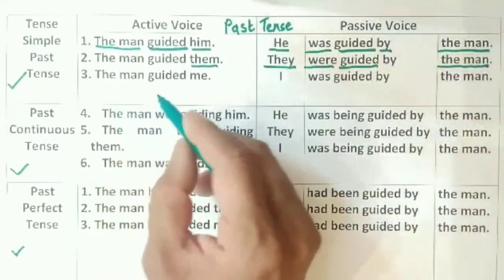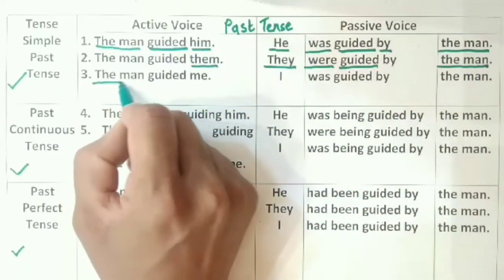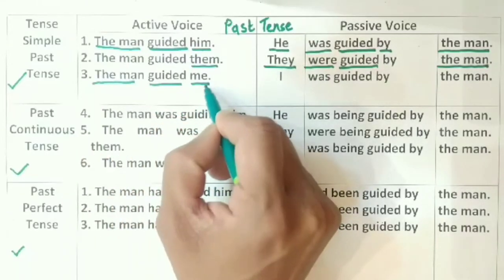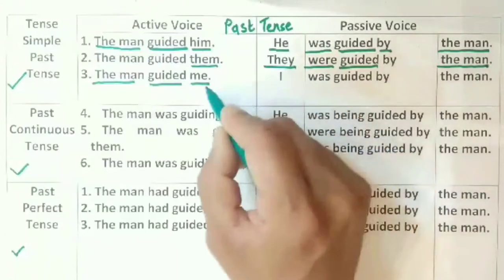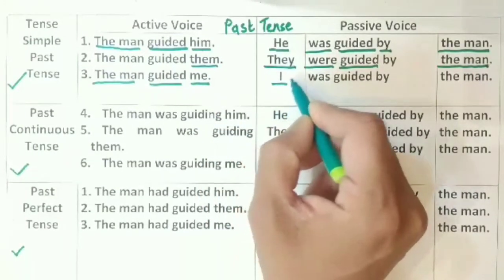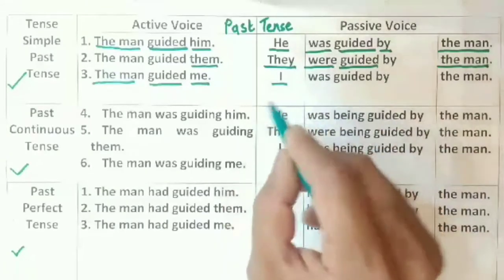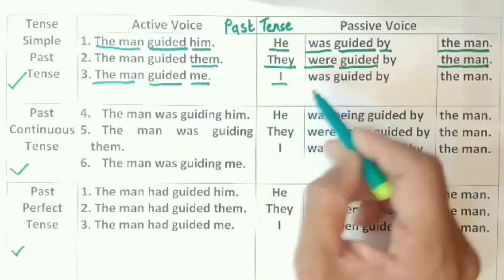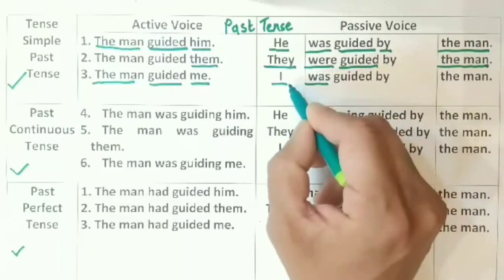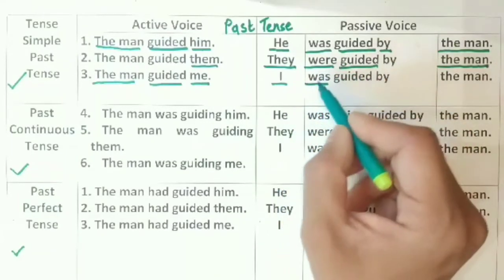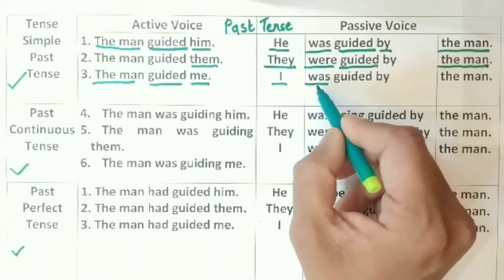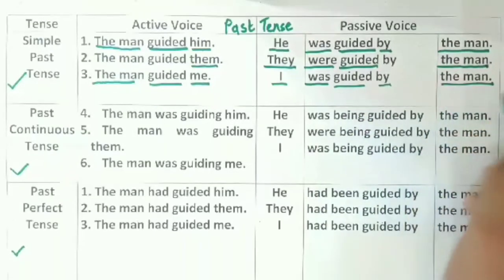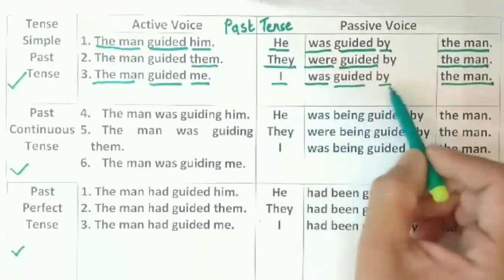In the third sentence, the subject is the same, the verb is the same, the object is different, that is me. So what is the nominative case of me? I. So when we transform into passive voice, we have to convert this objective case into the nominative case. As I is in singular form, we have selected the helping verb was here and continued as above. So the answer is: I was guided by the man.